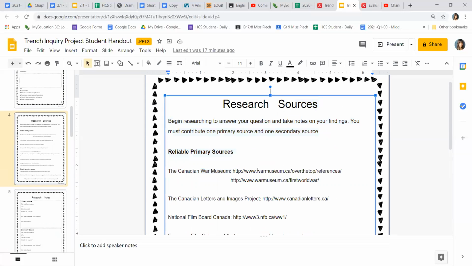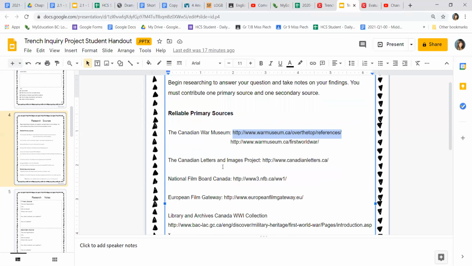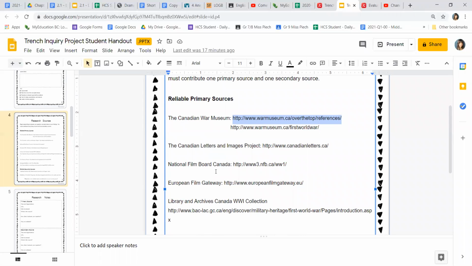If you copy it and then paste it into a new tab, you'll be able to see what they have. So you would copy it, open up a new tab and then paste it in there. You'll be able to look there, and this has a few different primary sources that you can look at to try to research your research question.